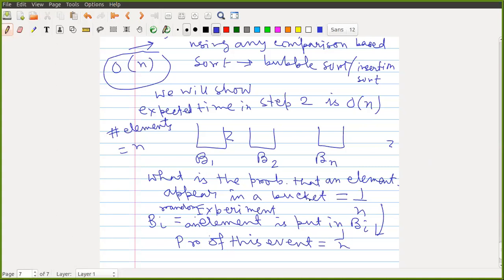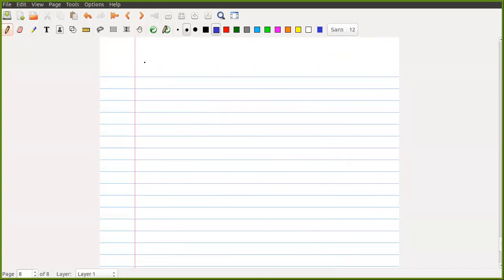So what is the effect of this random experiment? Whenever an element is put into bucket bi, we consider it a success, and whenever it is not the case, we consider it a failure. So this is nothing but a binomial distribution. The total number of events would be n, and the probability of success is 1 by n. So basically we have a binomial with n elements and probability 1 by n, Bin(n, p) kind of thing.